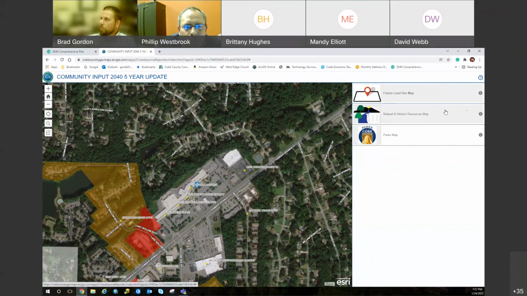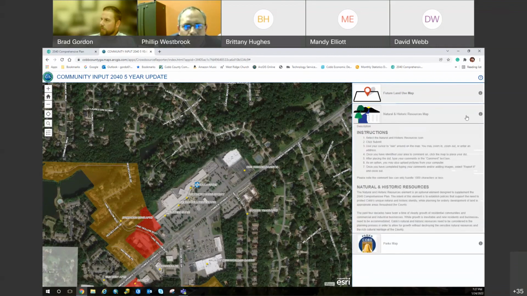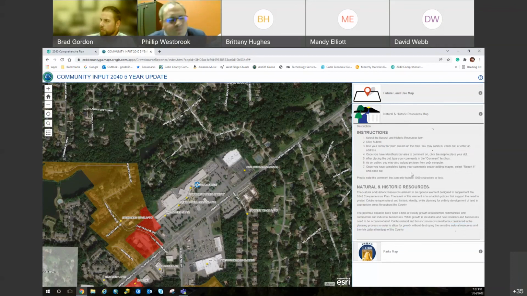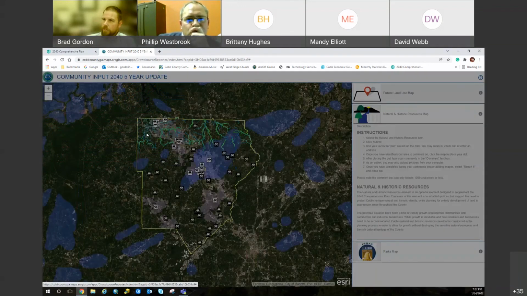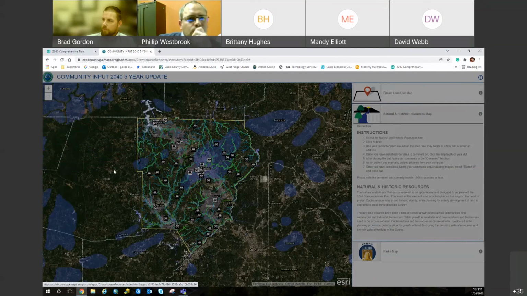So first we'll click on the I button for the natural and historic resources map, and it's pretty self-explanatory what we're looking at here. This is not broken down as far because they're not different designations like there are in future land use. Go ahead and click on that. And you notice the map changes here, and its focus is on the natural and historic resources.